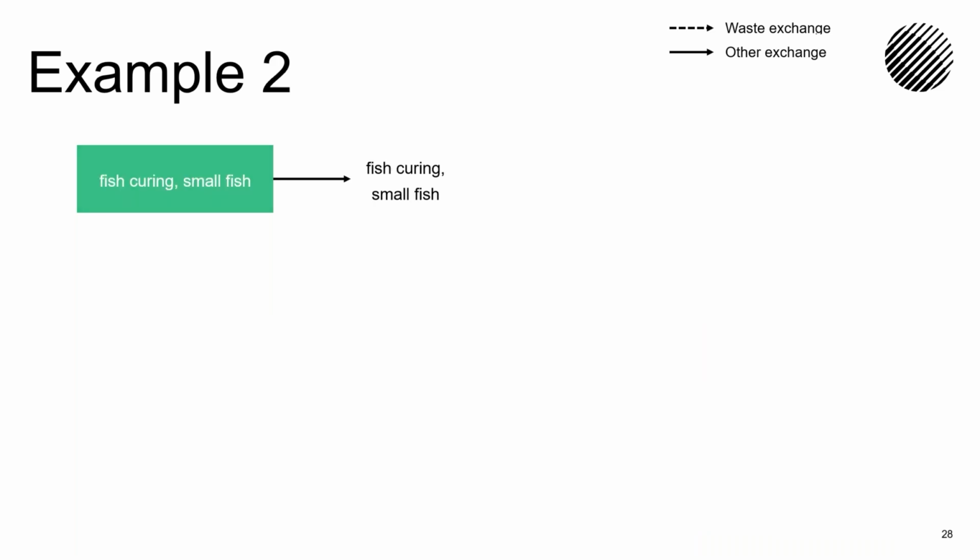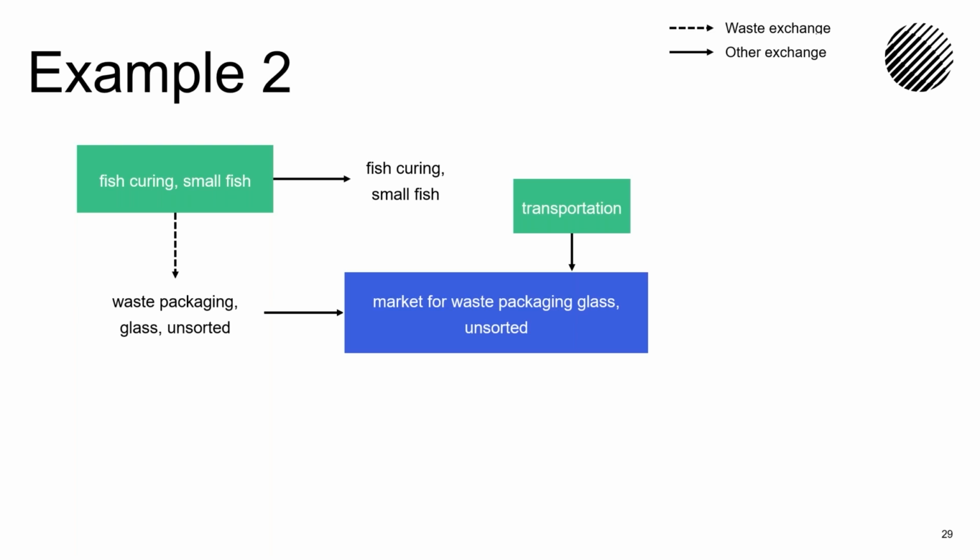Let's see another example. We have a unit process called fish curing small fish, and the reference product is fish curing small fish. But we also have another waste exchange that this unit process produces, which is called waste packaging glass unsorted. Now, waste packaging glass unsorted is taken by another activity, a market activity in this case, market for waste packaging glass unsorted, that will also need to consider transportation.